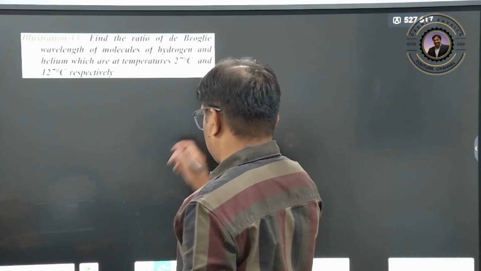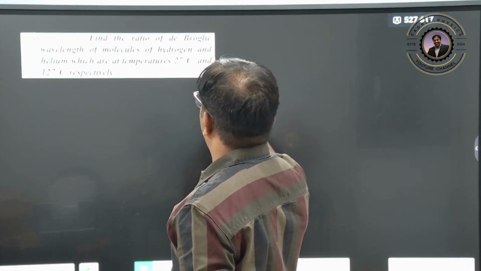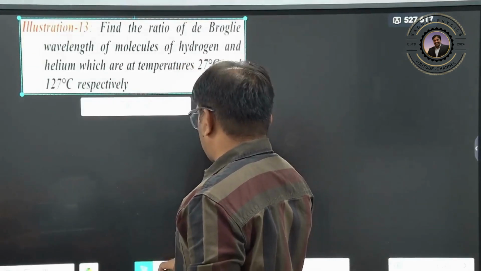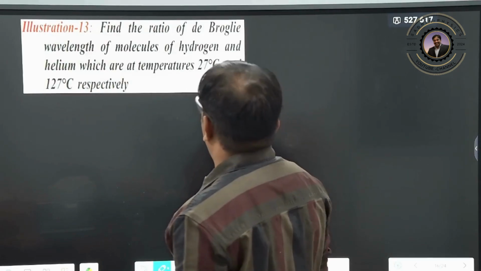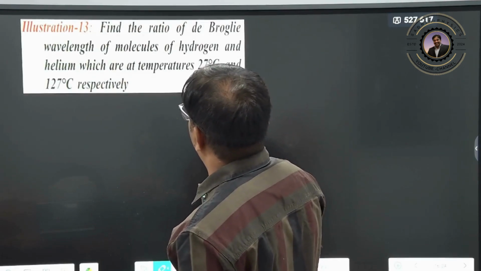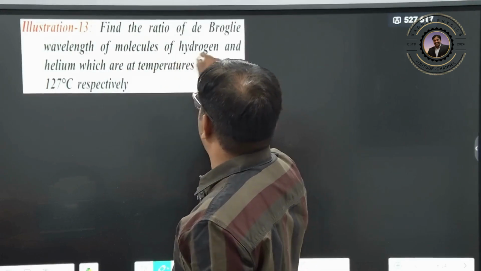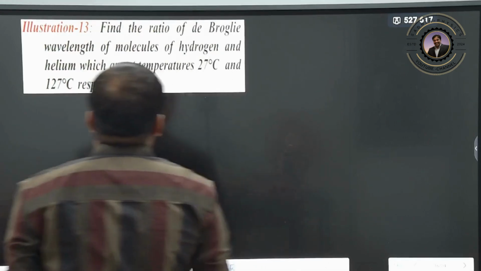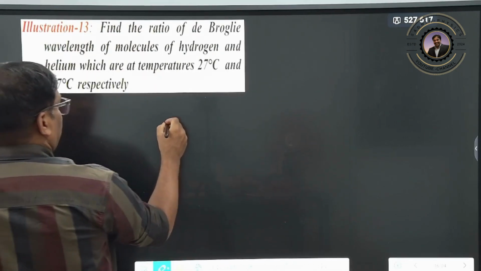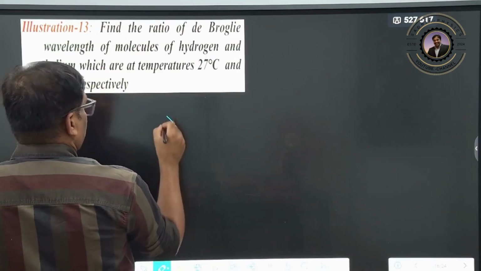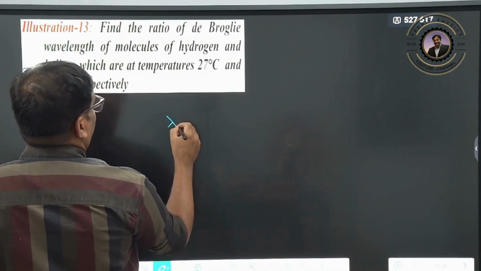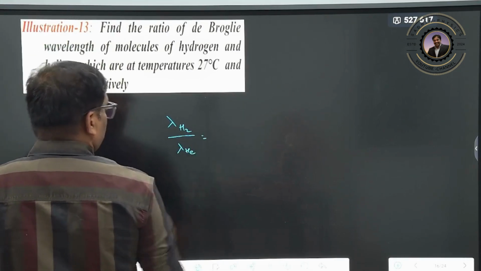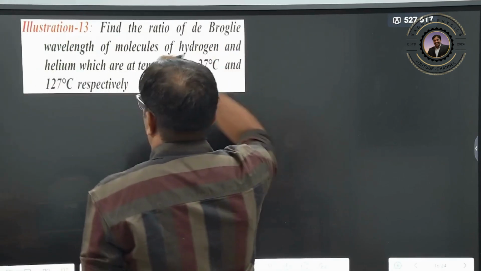Okay, this is one more problem. Find the ratio. He is asking, find the ratio of the de Broglie wavelength of a hydrogen molecule and helium. Right? So here, what you can write now: de Broglie wavelength of hydrogen molecule H2 by that of helium, in terms of temperature.